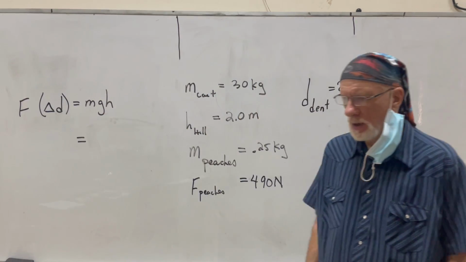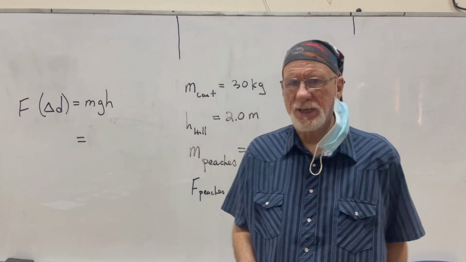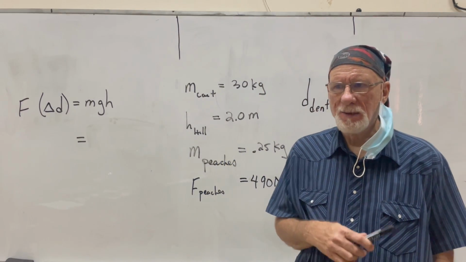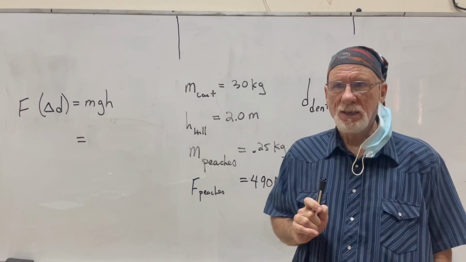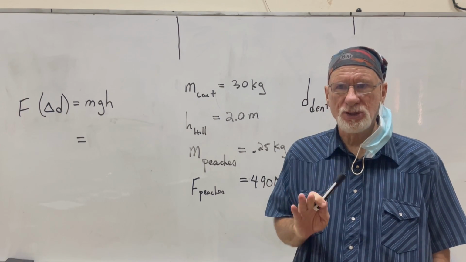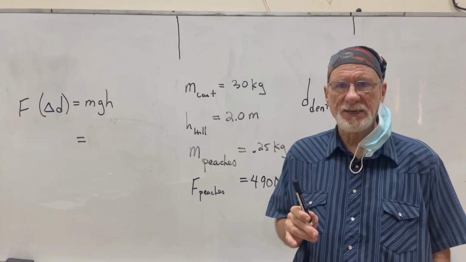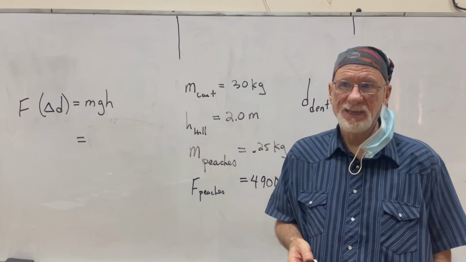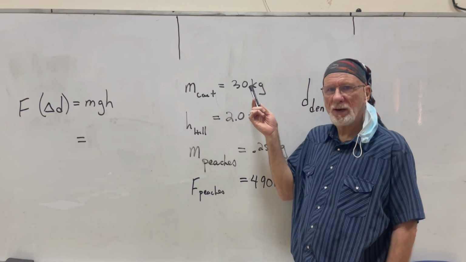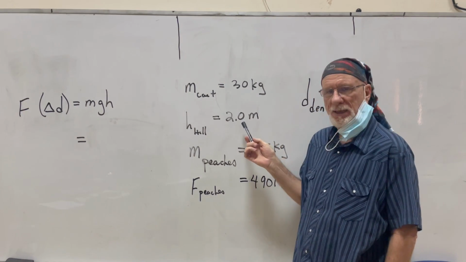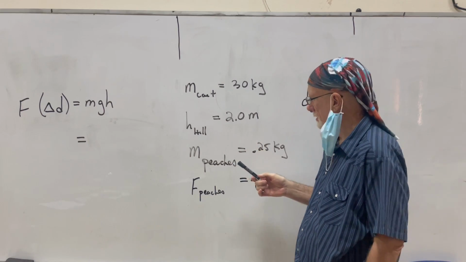Okay, so the amount of information given is a little misleading, but it's still okay. It makes you differentiate between the information that is given that is good and the information that is not particularly necessary. It's a 30-kilogram shopping cart. It's on a hill that's 2 meters tall.